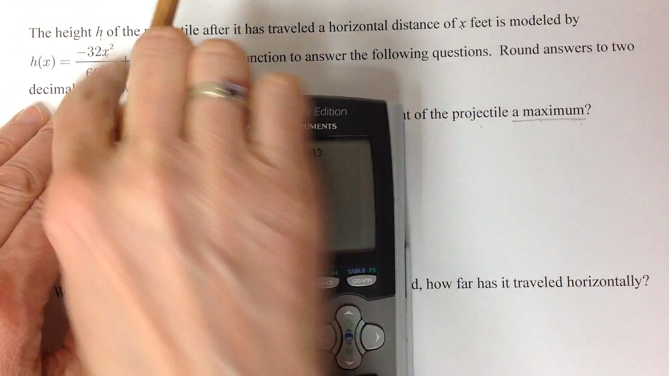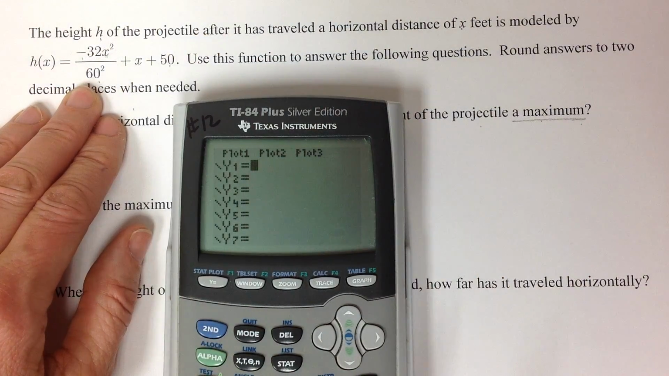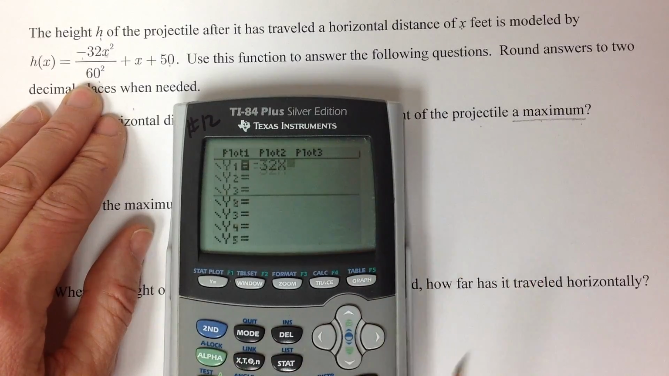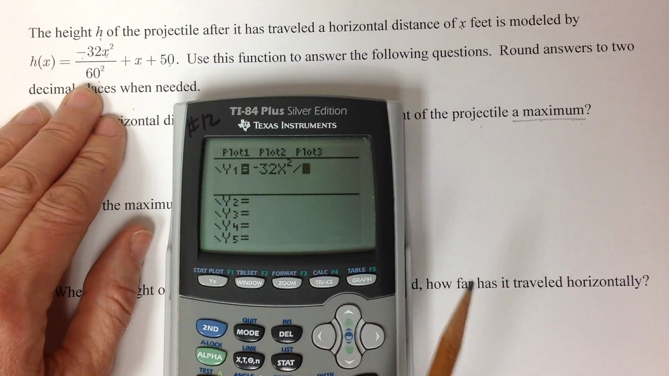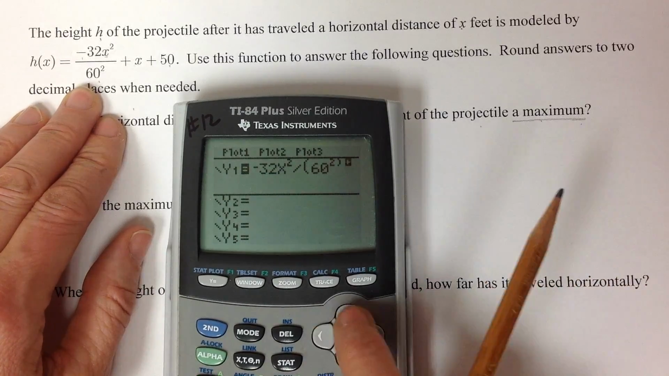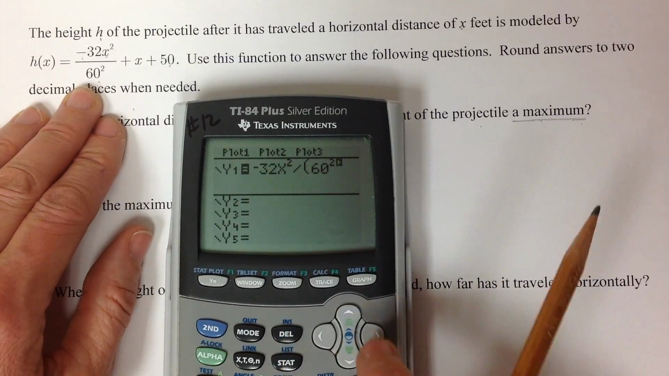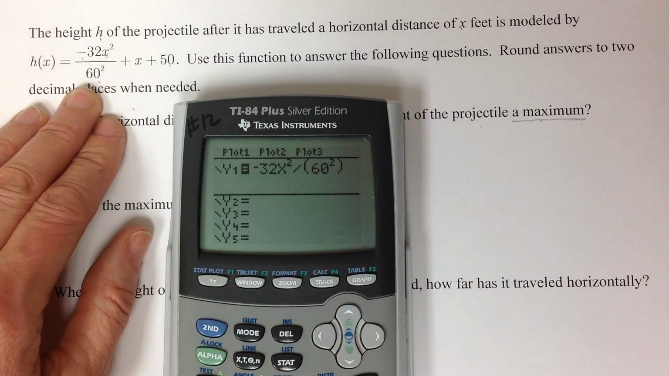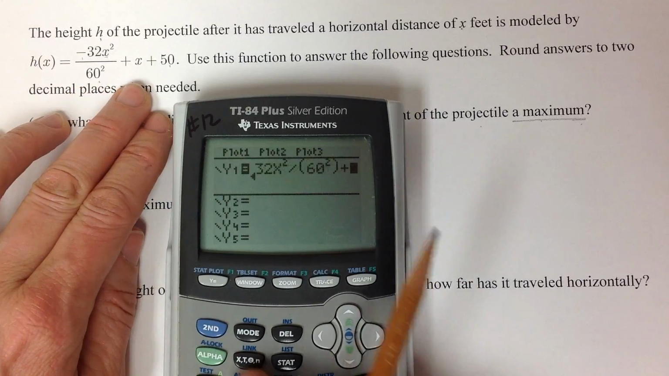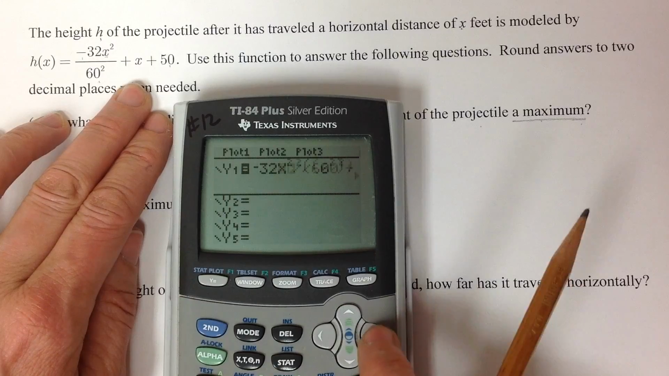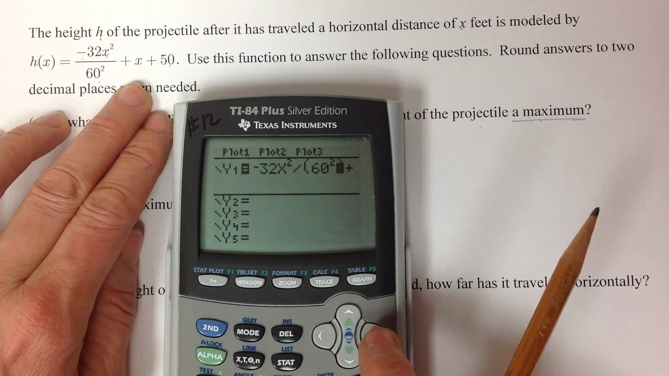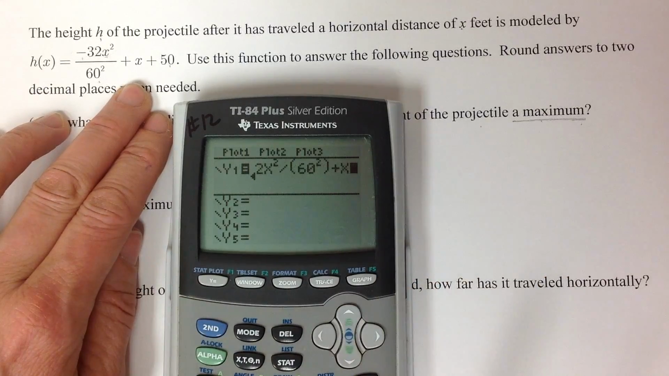Okay, now be careful with typing this in. It's a negative 32x squared, and then that gets divided by 60 squared. Let me get that parentheses out of my exponent. Then we're going to add in x. Oops. Add in x. And then also add in 50.